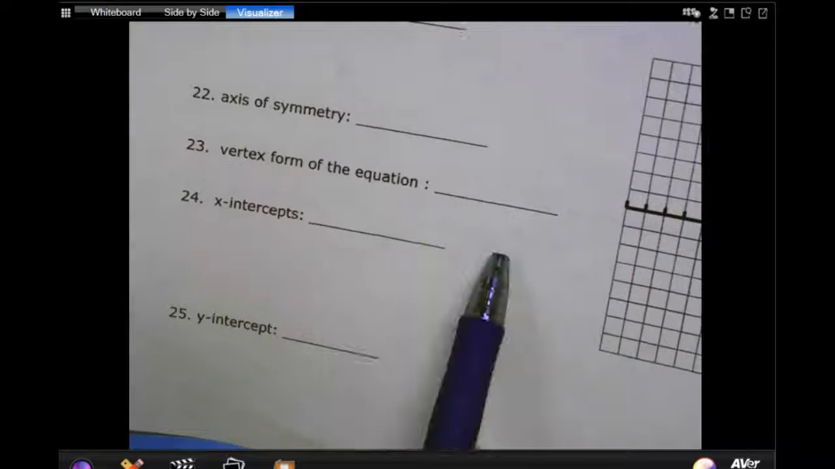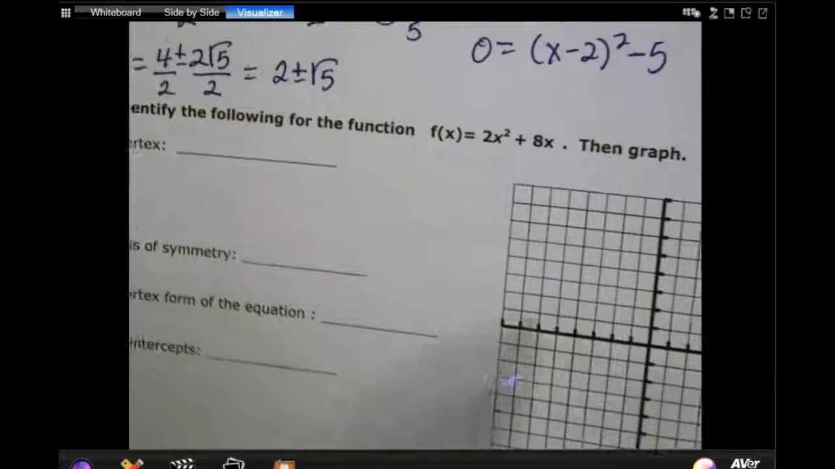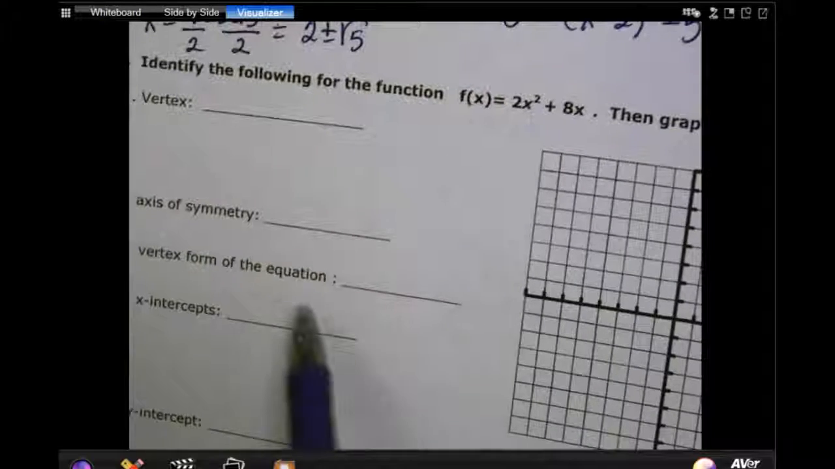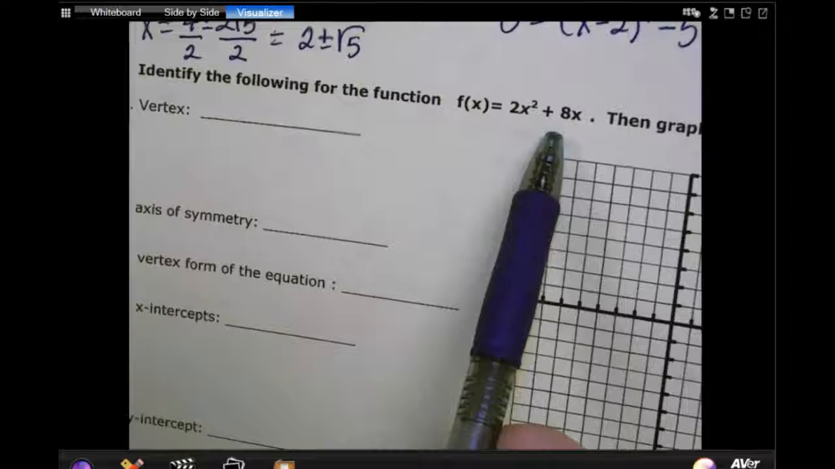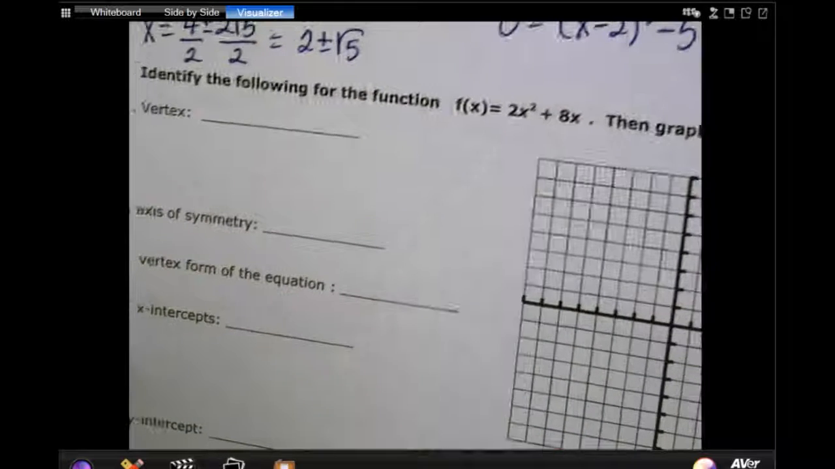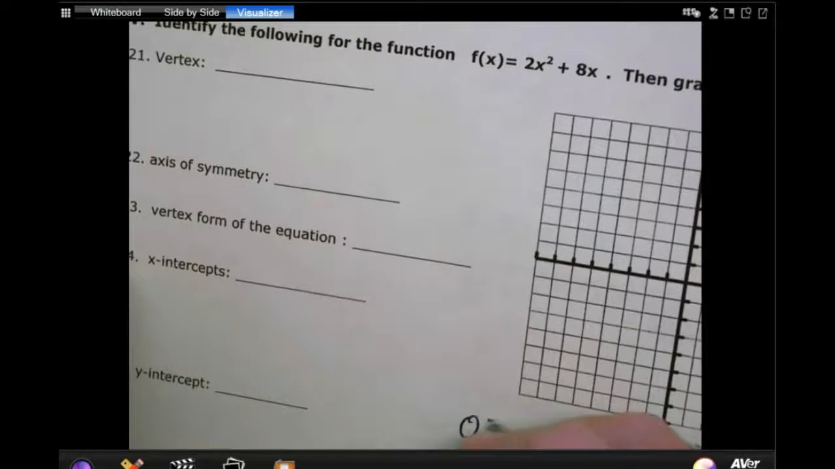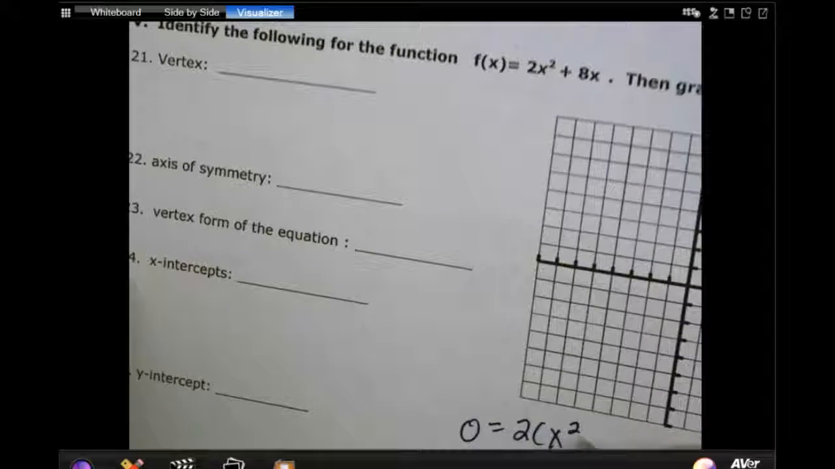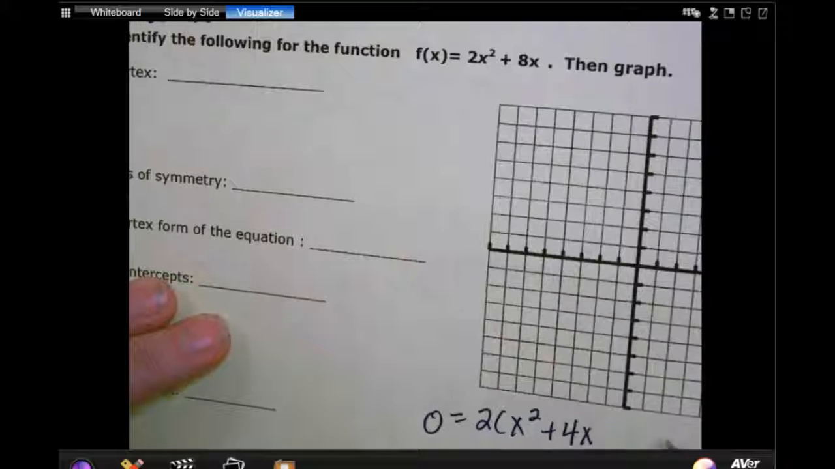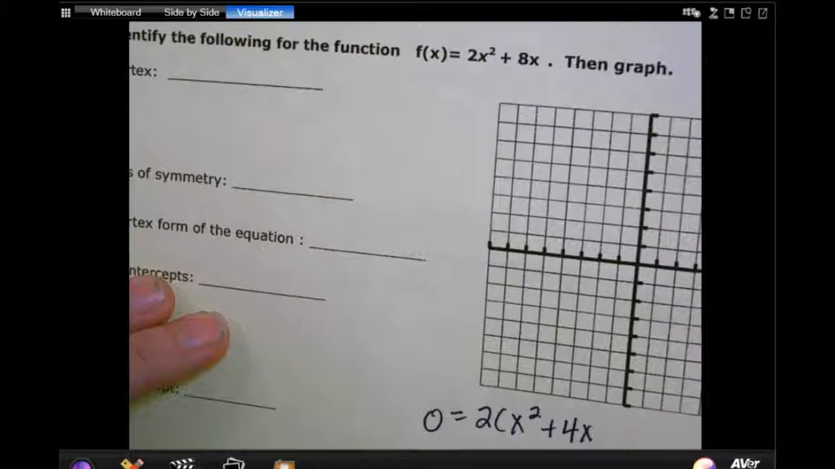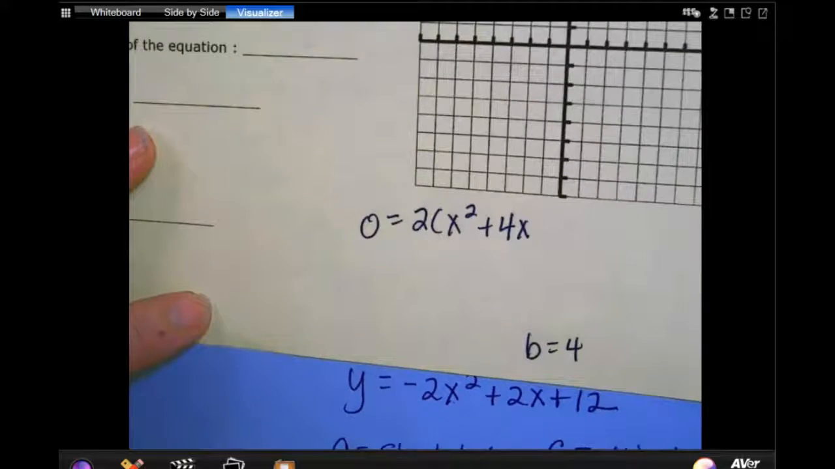Okay, so what I want you to do, I want you to do this one right here, the next one. And I'll tell you right now, you have to put it in vertex form, right? So the first thing you have to do is factor out the 2. So your b is 4.